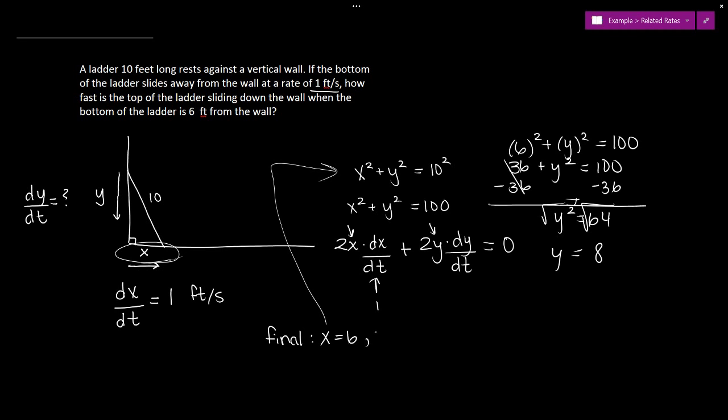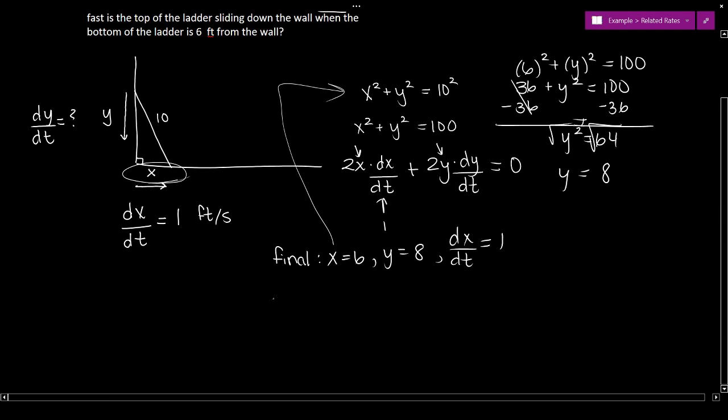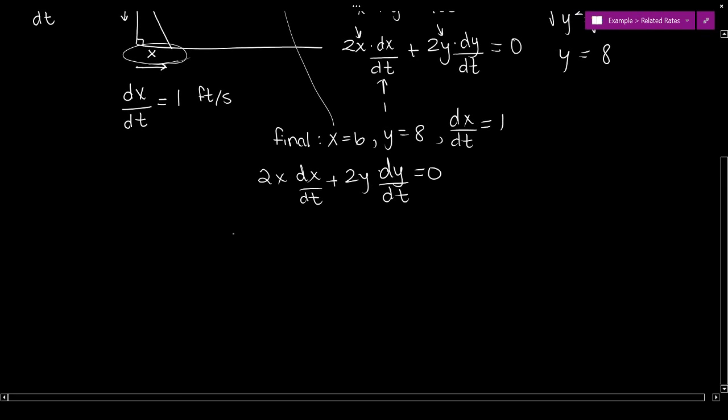All right, so we know x is 6, y is 8, and we were told dx/dt is 1 foot per second. So let's plug all of this in. We'll start with this equation, 2x dx/dt plus 2y dy/dt equals 0. x is 6, dx/dt is 1, y is 8, dy/dt is what we're looking for. So now we just have to clean this up a little bit. 2 times 6 times 1, that's 12. 2 times 8, that's 16.